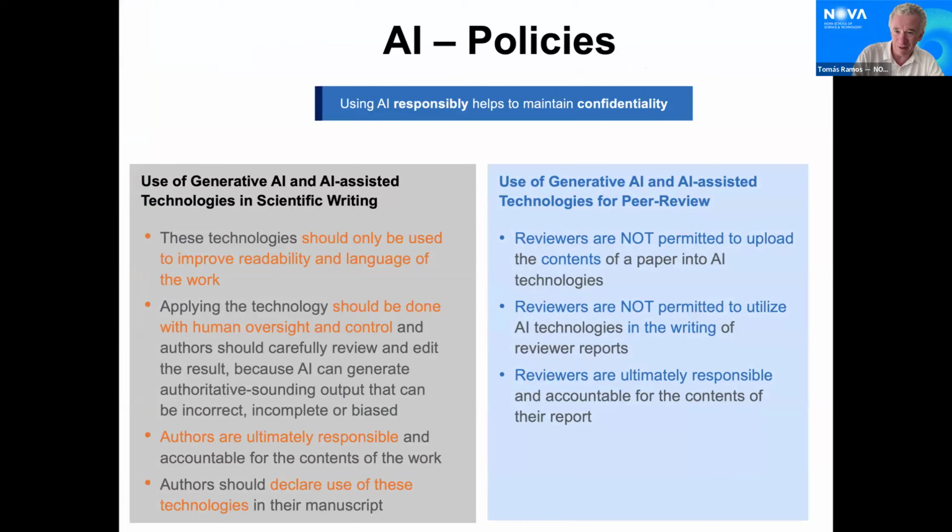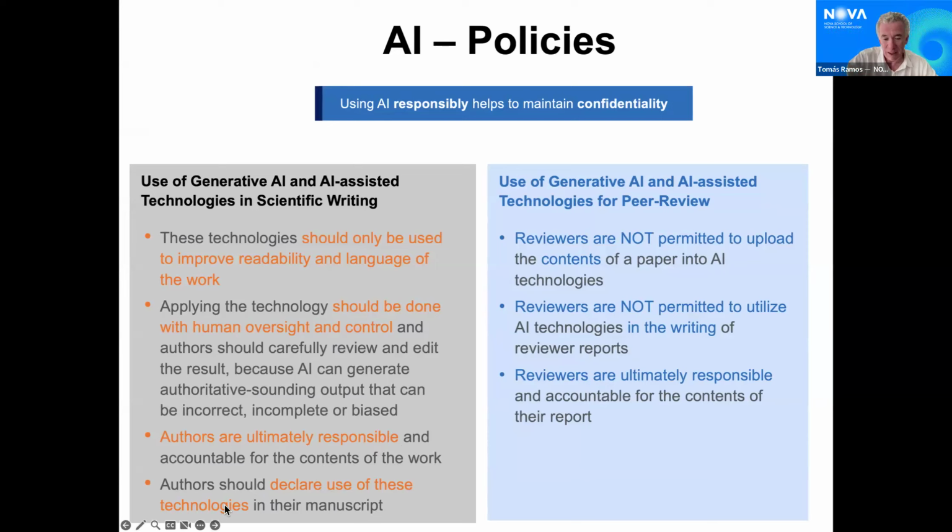This is a responsibility that should be managed by the authors and by the reviewers. We should not be using AI for any purpose other than language. That's the main message related to this slide. And authors are the ones that are ultimately responsible for the contents of the work. So be careful.